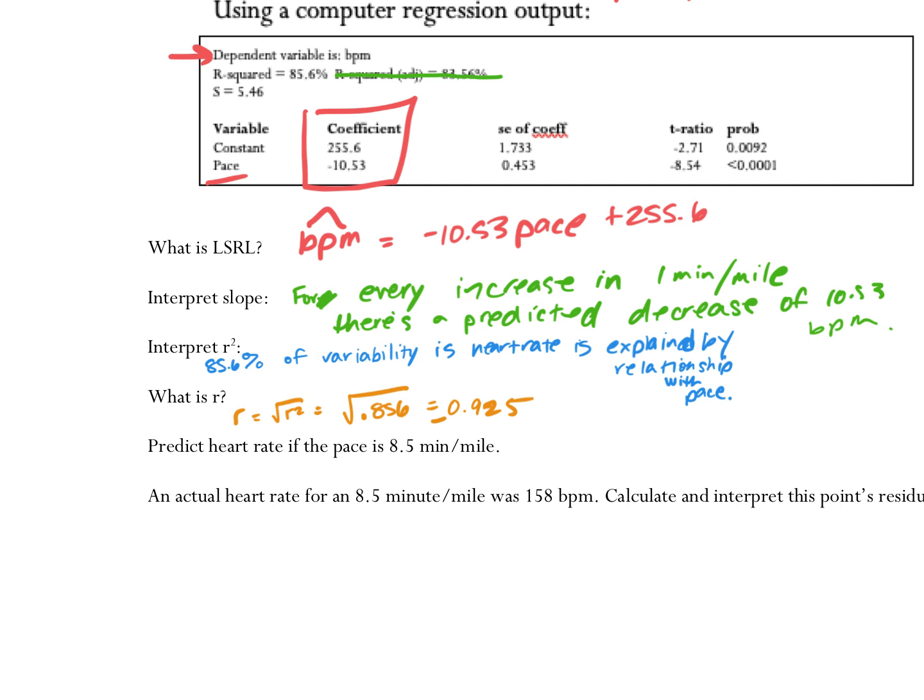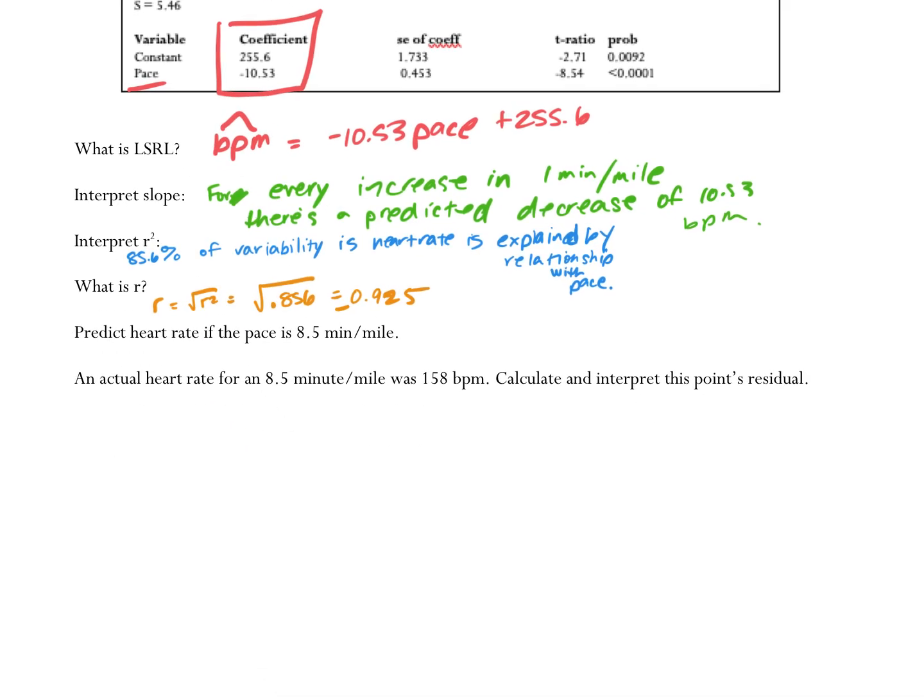All right. Now, use this line to predict the heart rate at 8.5 minutes per mile. What would you do? Negative 10.53 times 8.5 plus 255.6. What would the y hat be? Would we have to put a y hat or just that? I mean, y hat, the hat is basically the predicted y value. So BPM hat would be predicted for that particular x. Okay.